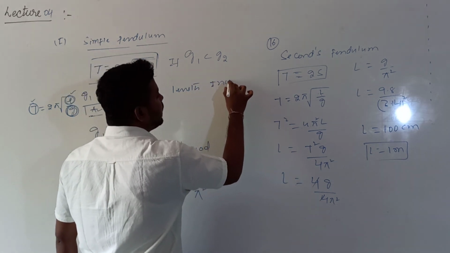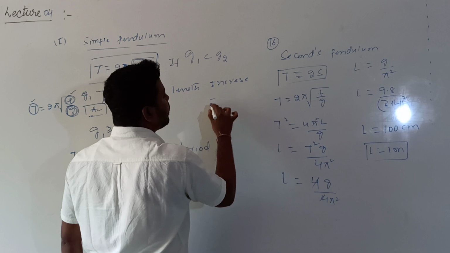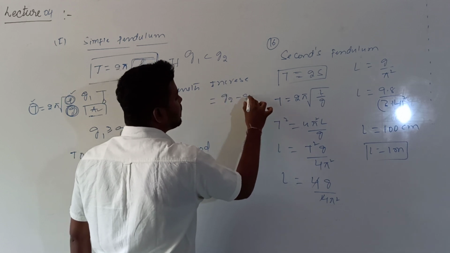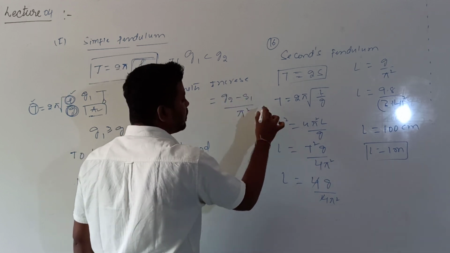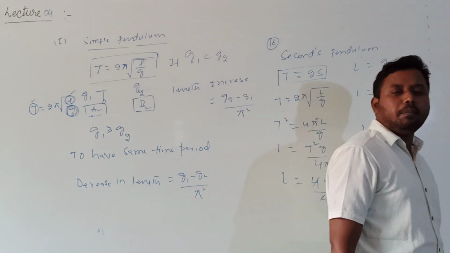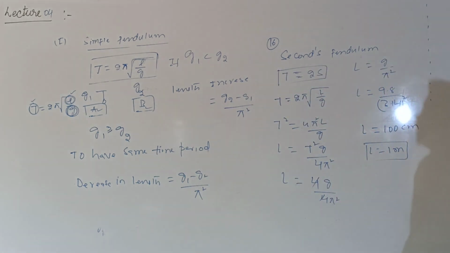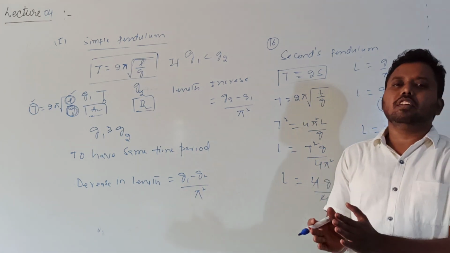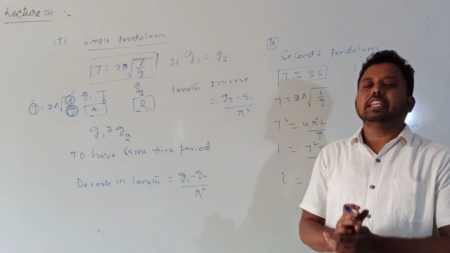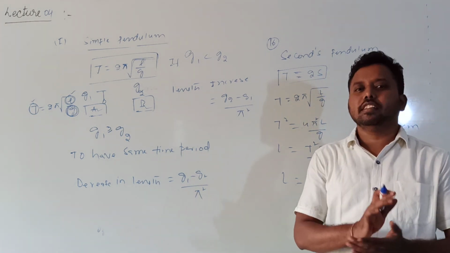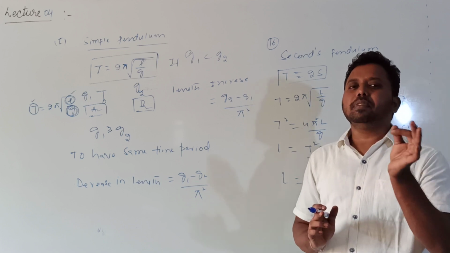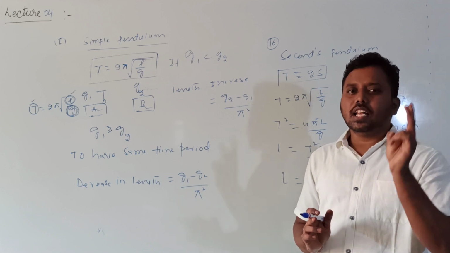What is the length? Increases. The increase in the length is given by the formula (g2 minus g1) divided by pi square. Two formulas understood, once you check. When you are taking from one place to another place, due to change of acceleration due to gravity, the time period value will compulsorily change. To maintain the same time period, you can alter the length.